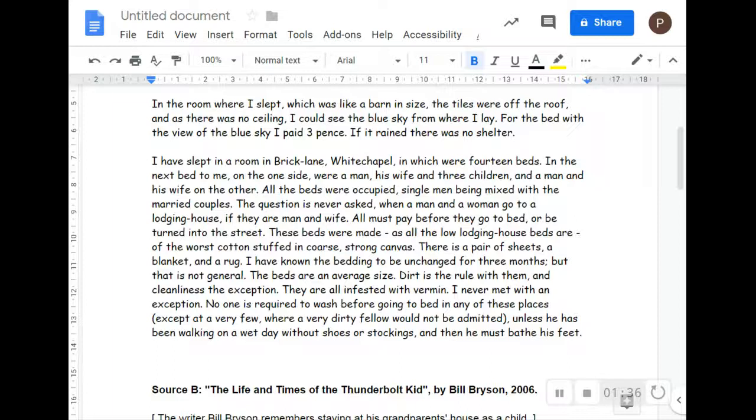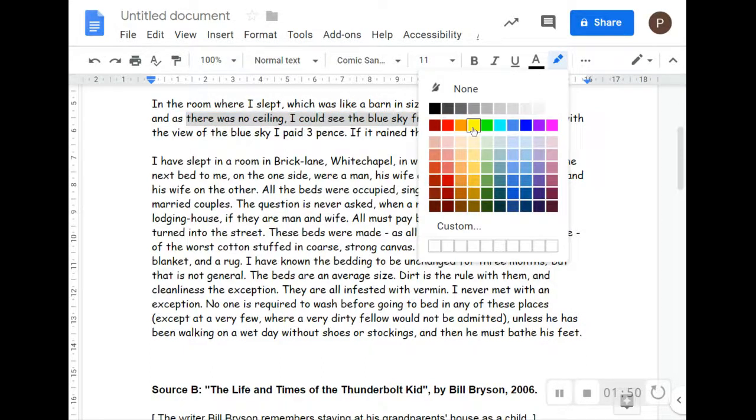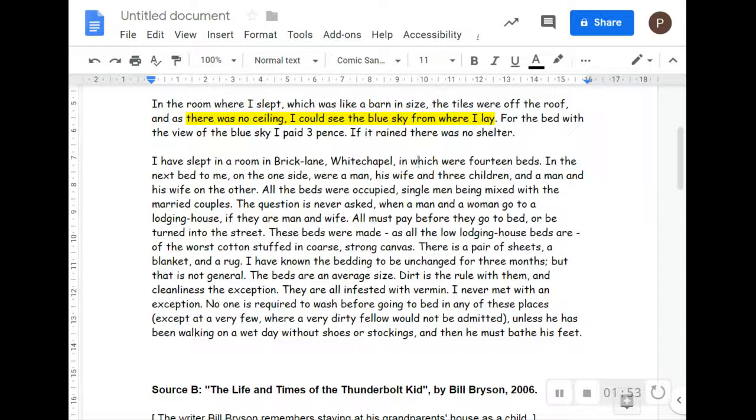Okay, so let's find problems here. I would say there was no ceiling. Definitely feels like a problem to me. As well as I could see the blue sky from where I lay, those feel like a problem to me. Same with if it rained, there was no shelter. Now, 3d in 1851, a penny's worth about £4 today, so that'd be like £12 today, so could be expensive. Not really sure if that counts as a problem. I don't know what a room should cost in 1851, so I have to leave that one empty.